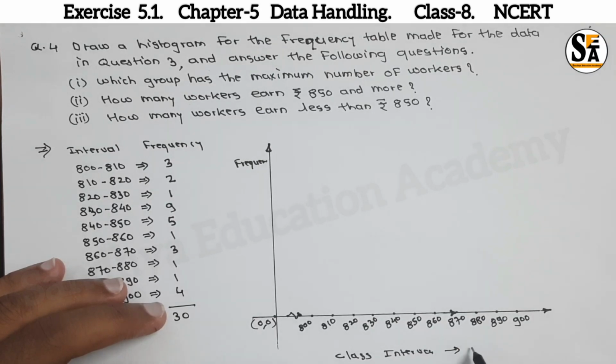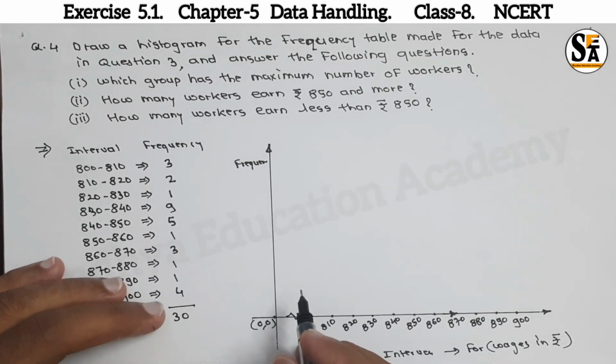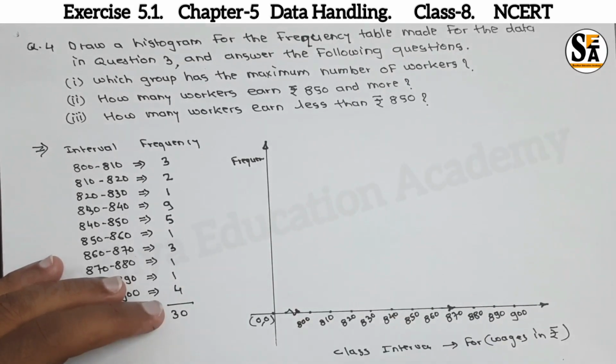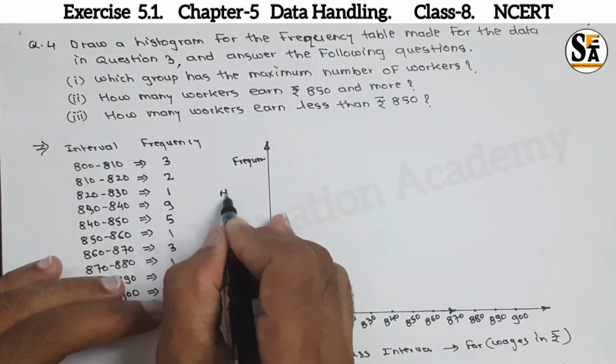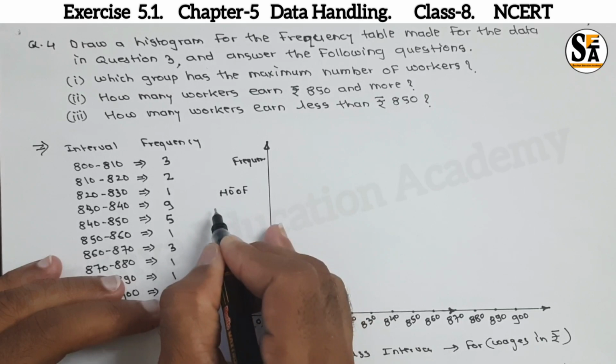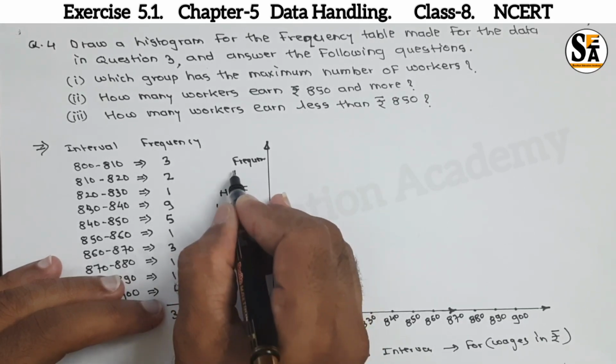Class interval for wages, and wages in rupees. And this will be the frequency. Frequency means number of workers. Here we can write number of workers in this direction.